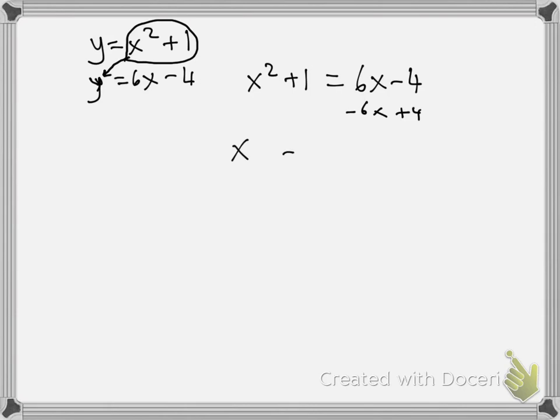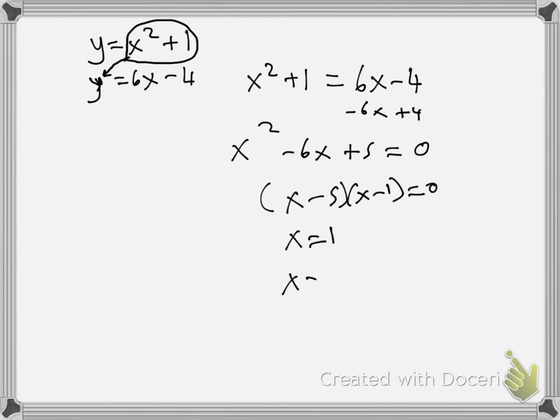X squared minus 6x. What's that? Add the 4 to both sides. We're going to get plus 5 equals 0. Okay? Right, so that's going to give us, what's that? X minus 5, x minus 1. So x equals 1 and x equals 5.